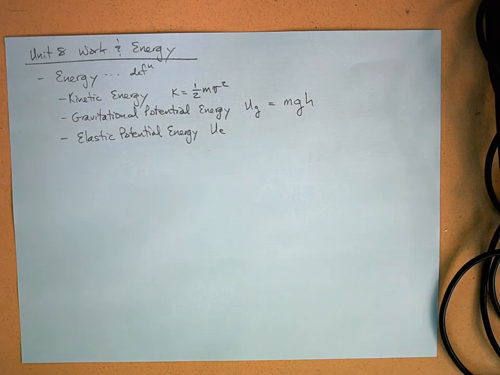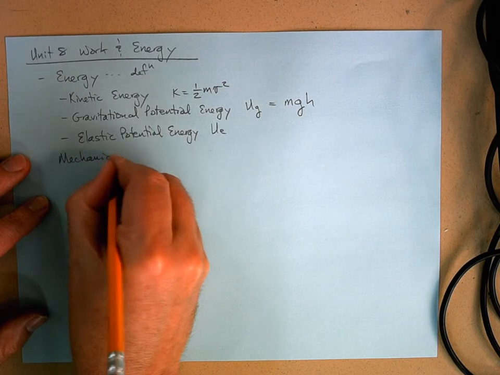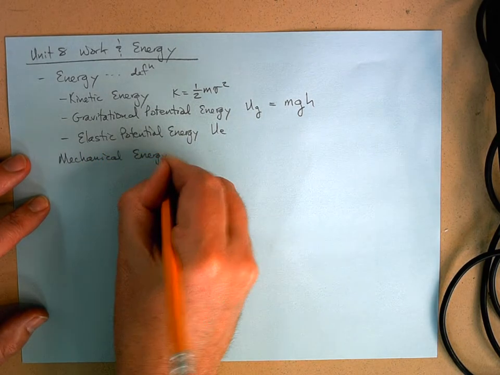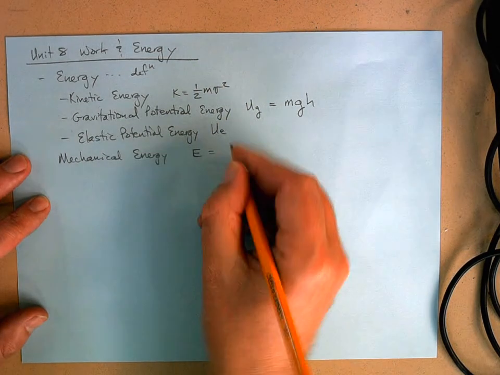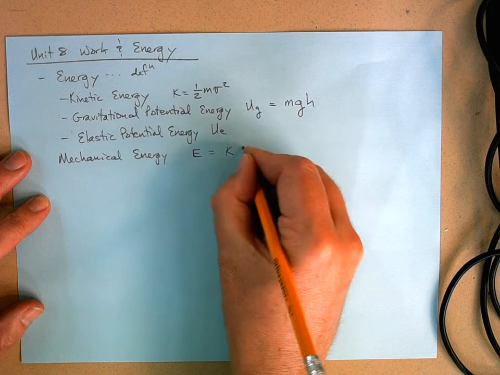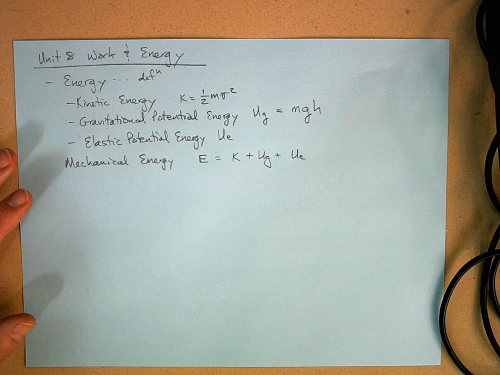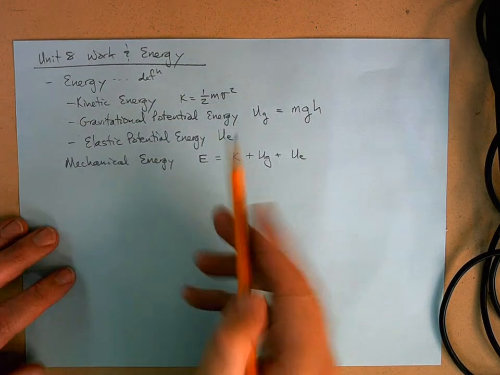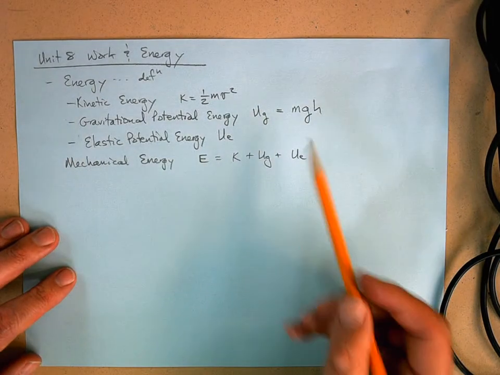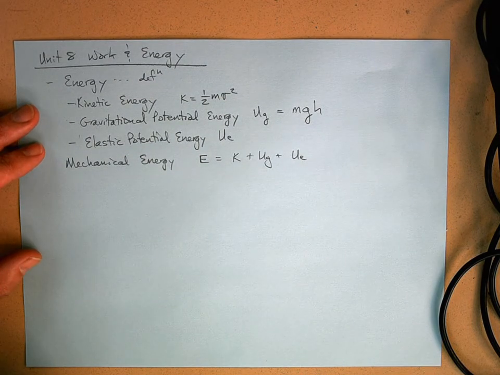We're going to talk about mechanical energy. And mechanical energy is the sum of these three kinds of energy. E equals the kinetic energy plus the gravitational potential energy plus the elastic potential energy that an object or system of objects might have. Now these are the ways we store energy in the environment. We store it in motion, we store it in a gravity field, we store it in a stretched or compressed material. And we call this mechanical energy.